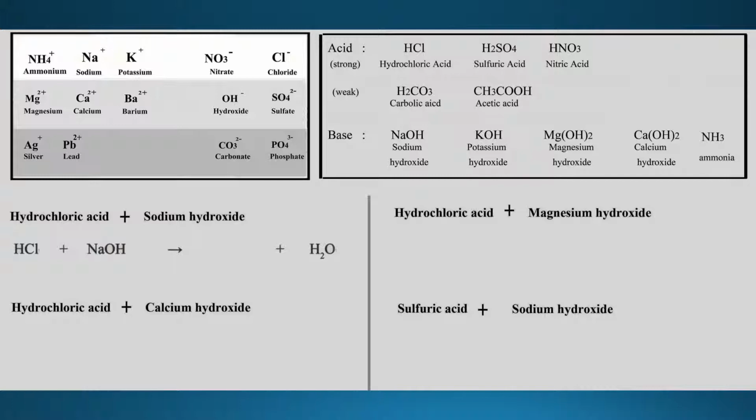What type of salt should it be? It should be a metal positive ion and a non-metal negative ion. Metal comes first, non-metal comes second. So what sort of salt should it form? Next example: hydrochloric acid plus calcium hydroxide.